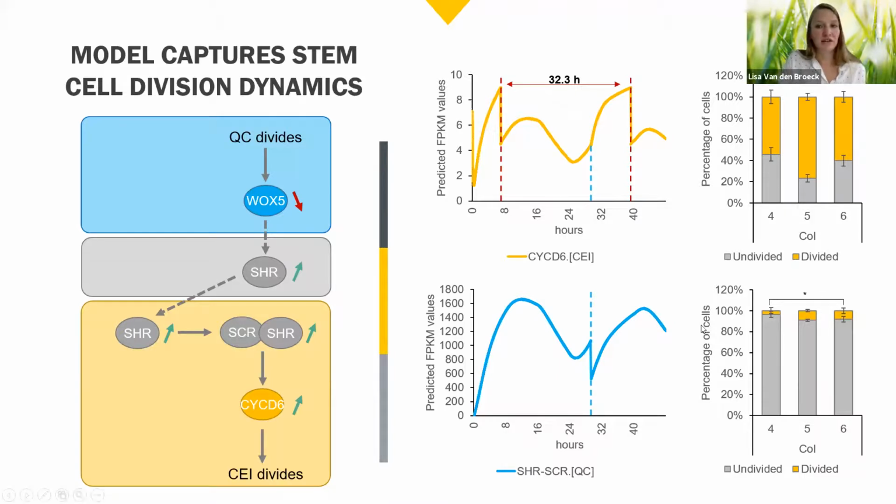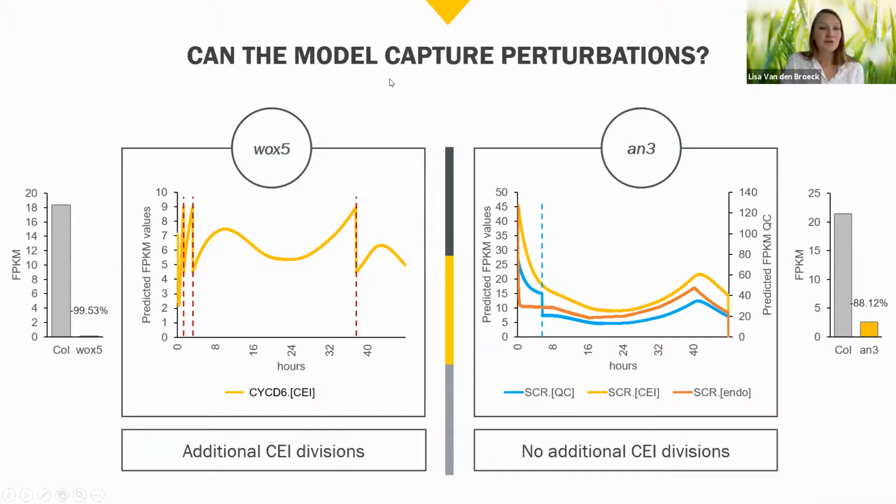So we took it one step further, and we wanted to know if the model can capture cell divisions when genes are perturbed. Based on transcriptome data of WOX5 mutants and AN3 mutants, we calculated that there was, in the case of WOX5, a 99.53% reduction, while for AN3 we had an 88.12% reduction in expression. So we added this to the model, and we did the model simulation of WOX5 mutants, and we also did the model simulation of AN3 mutants.